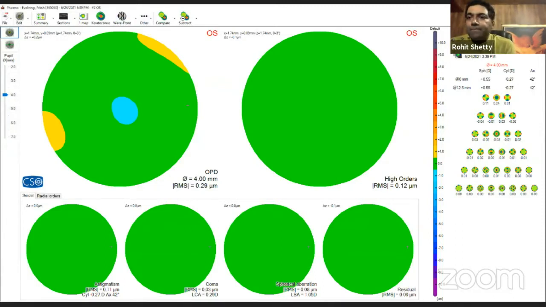So, do you want to say anything? Does anybody want to add anything to it? You have a case like what Dr. Naren Shetty had shown, where there was a remodeling in the center. The epithelium was somewhat thick and it was throwing a coma. Do you have any case like that?